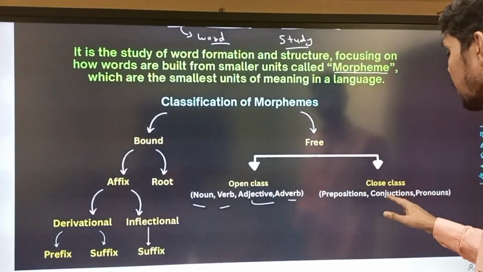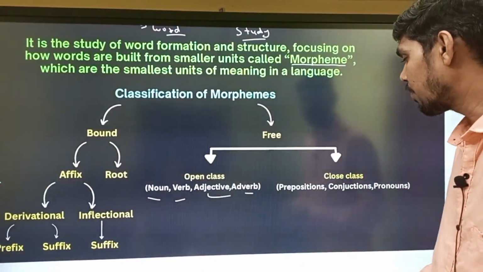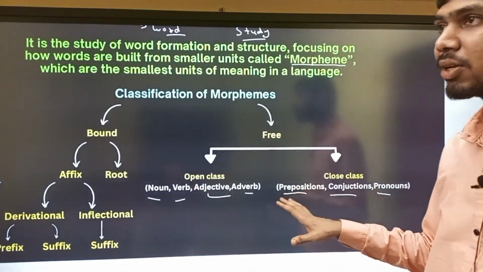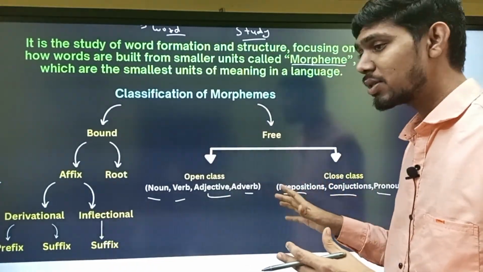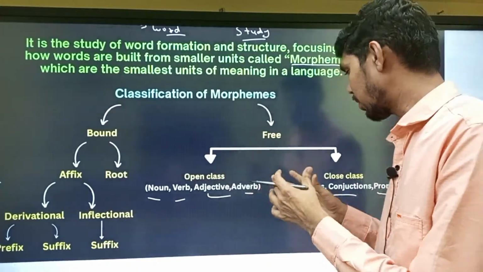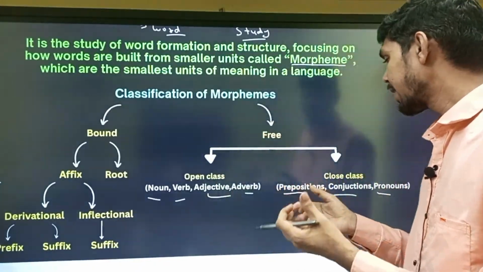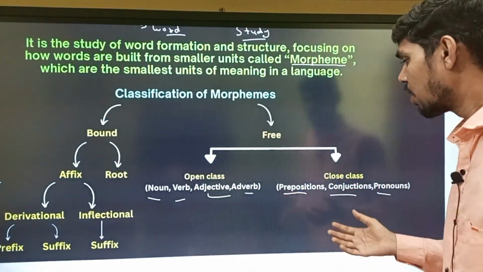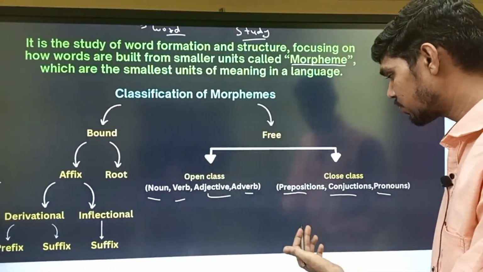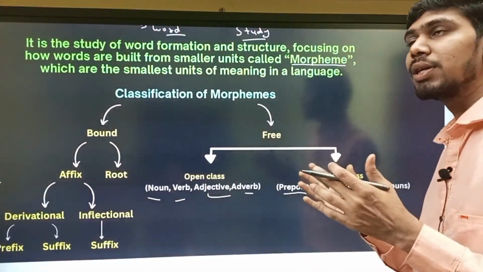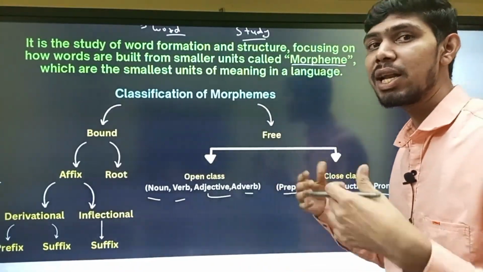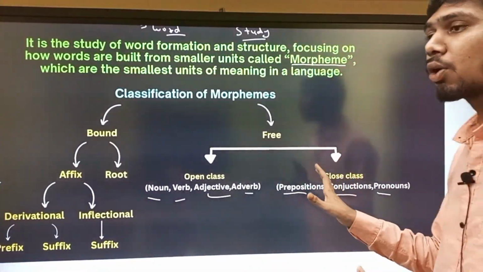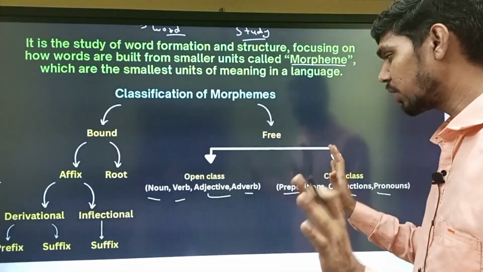But on the contrary, the closed class morphemes are prepositions, conjunctions and pronouns. These are closed, meaning this kind of class doesn't allow new words. We cannot get a new preposition or a new conjunction. Conjunctions are limited, and prepositions are limited. We cannot add new prepositions, conjunctions or pronouns. So these are called closed class morphemes. We cannot add new things.